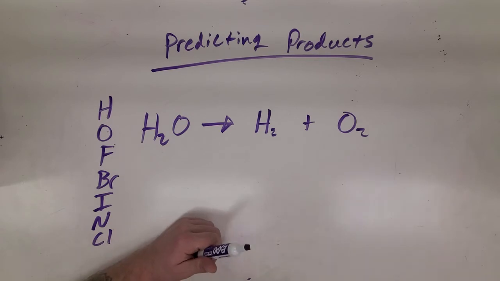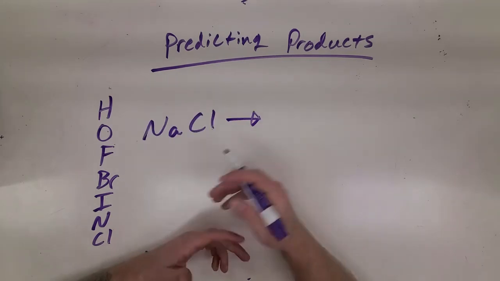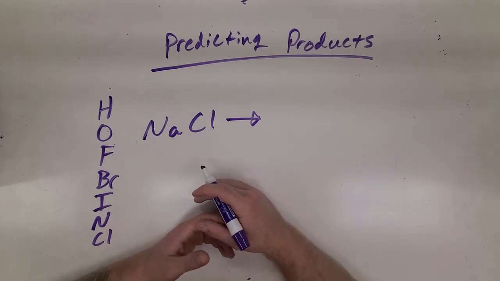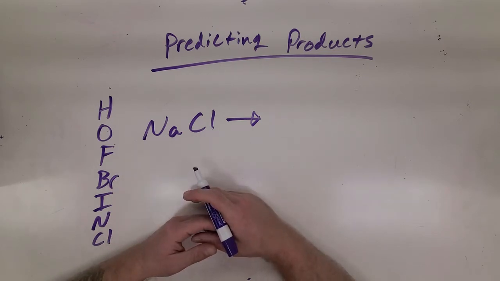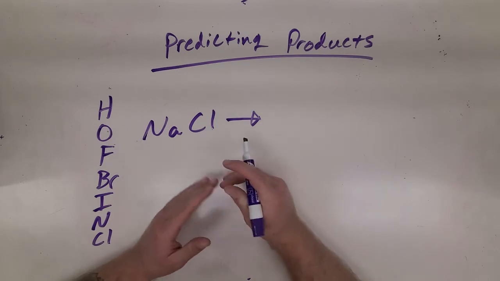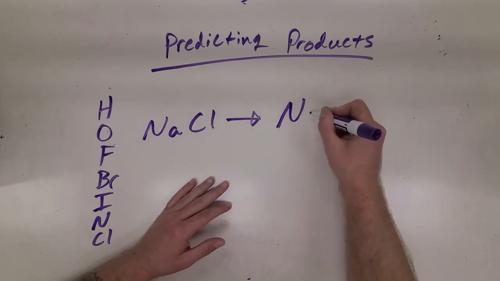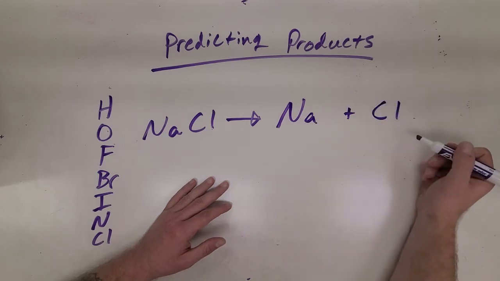Let's go ahead and take a look at, we'll do 2 more examples. Okay, another example would be table salt, sodium chloride. When you run electricity through it, this also separates the 2 in a form of electrolysis. So first thing we do is we just write the 2 elements that exist in there over on the other side.